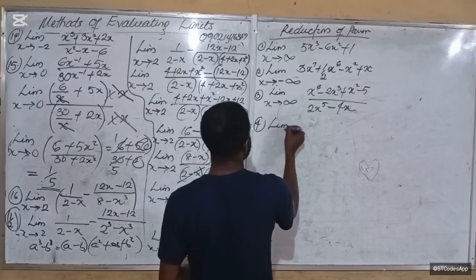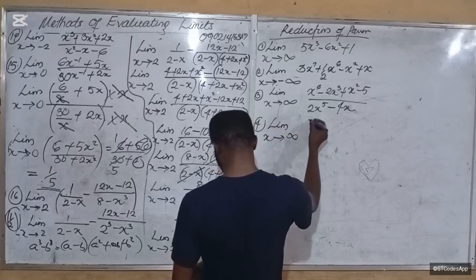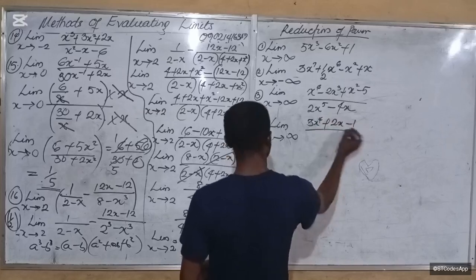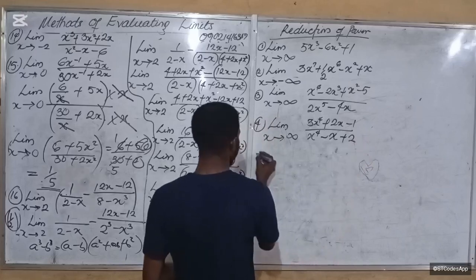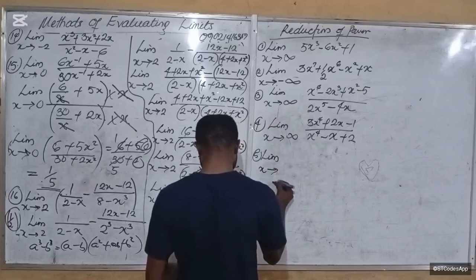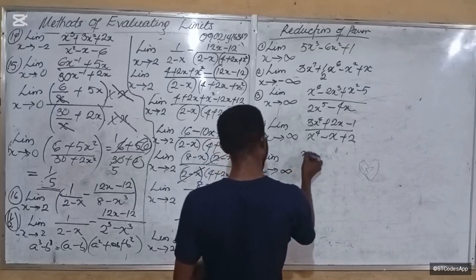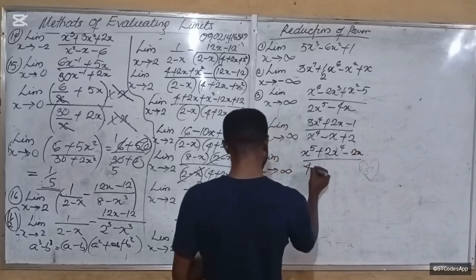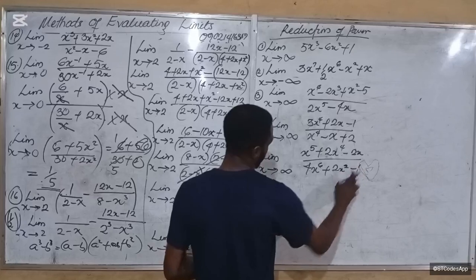So we have limit also as x approaches infinity of 3x raised to the power 4 plus 2x minus 1 all over x raised to the power 4 minus x plus 2. And number 5, limit as x approaches infinity of x raised to the power 5 plus 2x raised to the power 4 minus 2x. You see these ones? I'll solve one and use trig for the rest. So you see how to apply the trig.